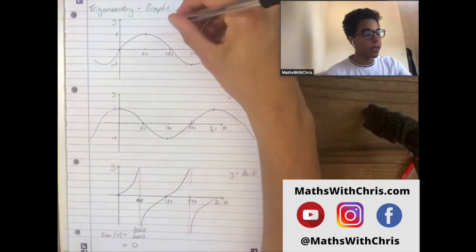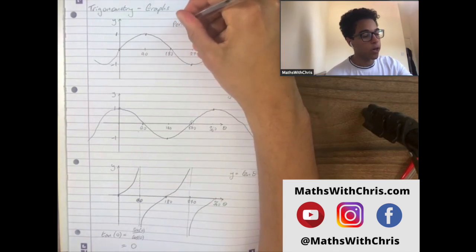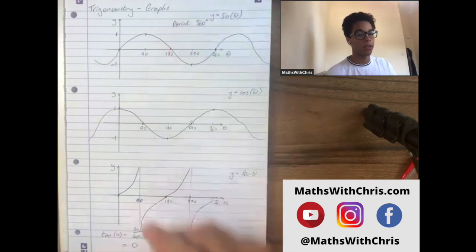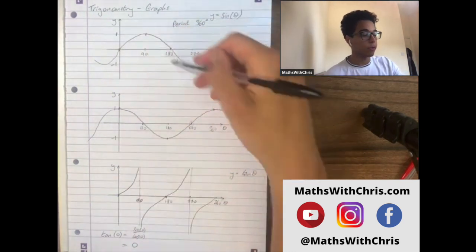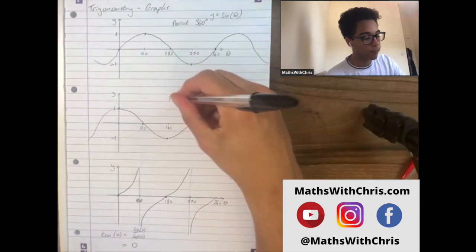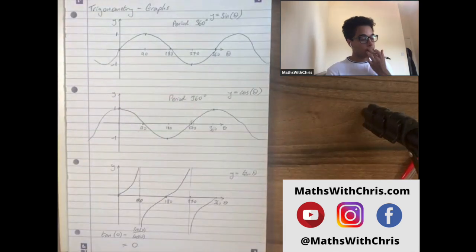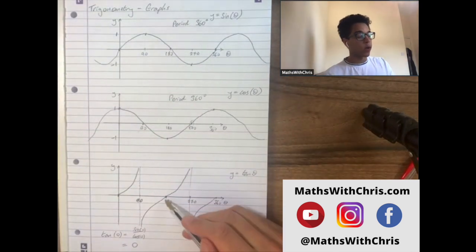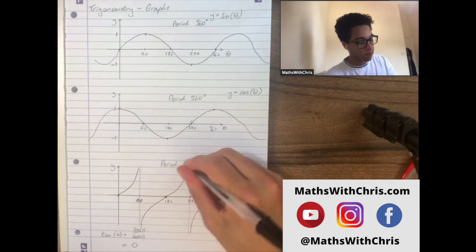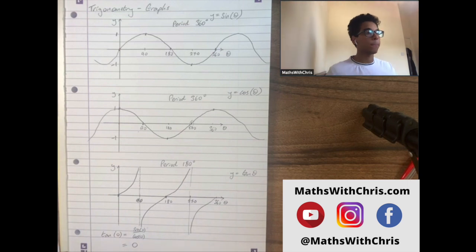Well, the first two, they repeat every 360 degrees. So the sort of wording for that is we say it's got period 360 degrees. Because after 360, we're back to 0 and we start again. We just do the exact same thing. But for tan, when we get to 180, it starts again. So the period of tan is actually 180. So it repeats every 180 degrees.